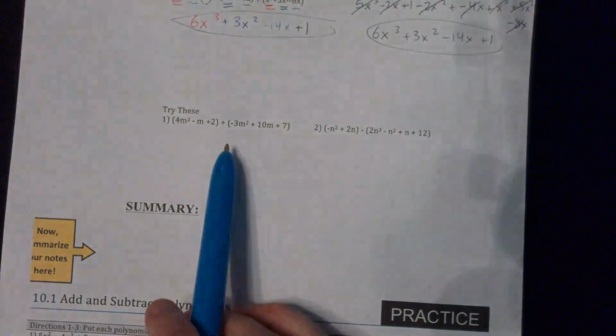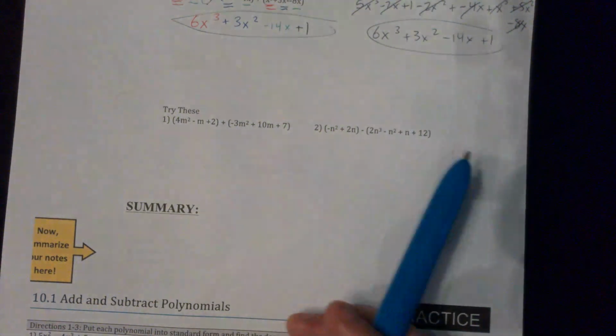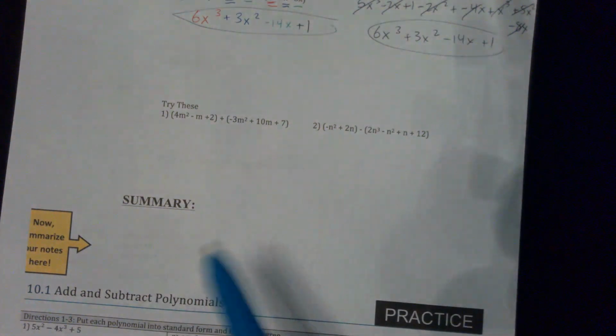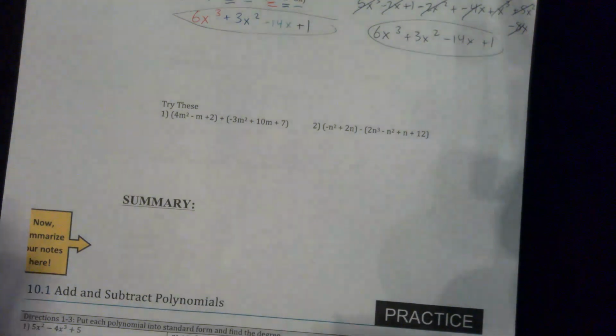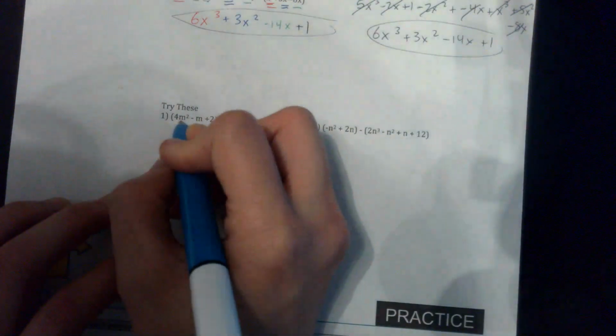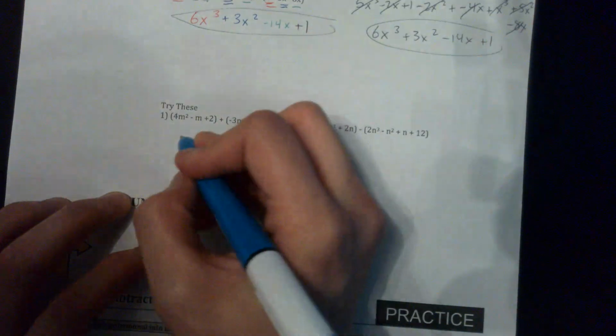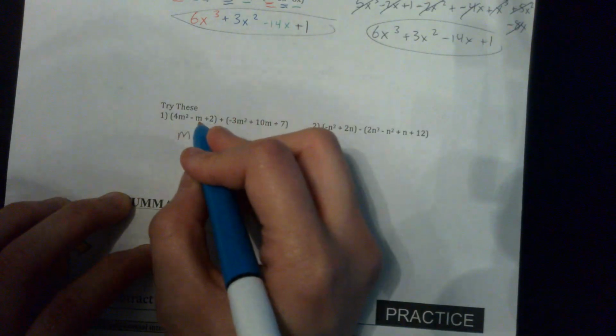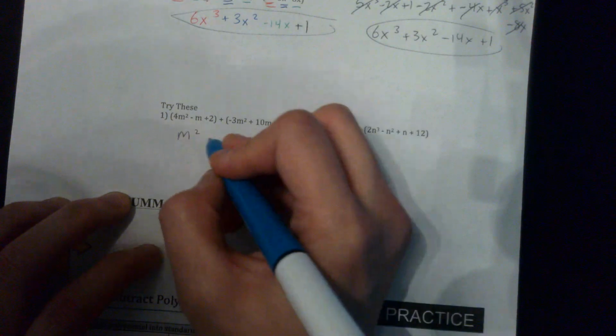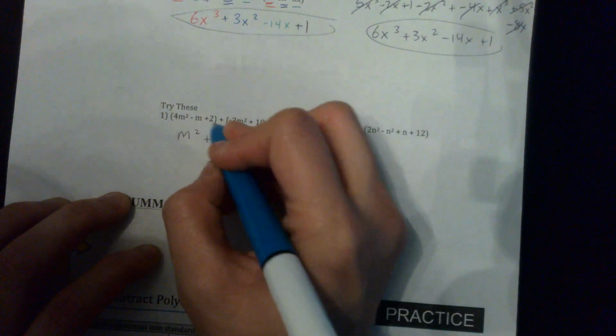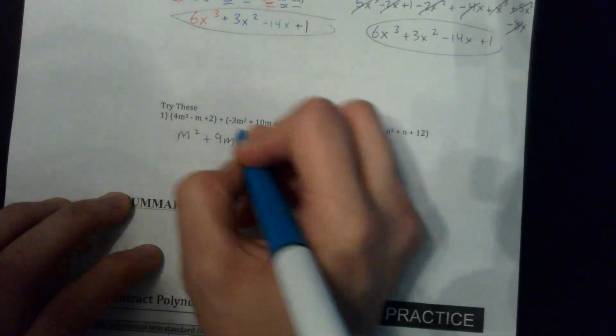All right, last two. So if I were you, I would pause the video and try these and then check and see if you got them right. I'm going to go ahead and do them right now. So we have 4m squared minus 3m. So we have m squared minus m plus 10m plus 9m, 2 plus 7 plus 9.